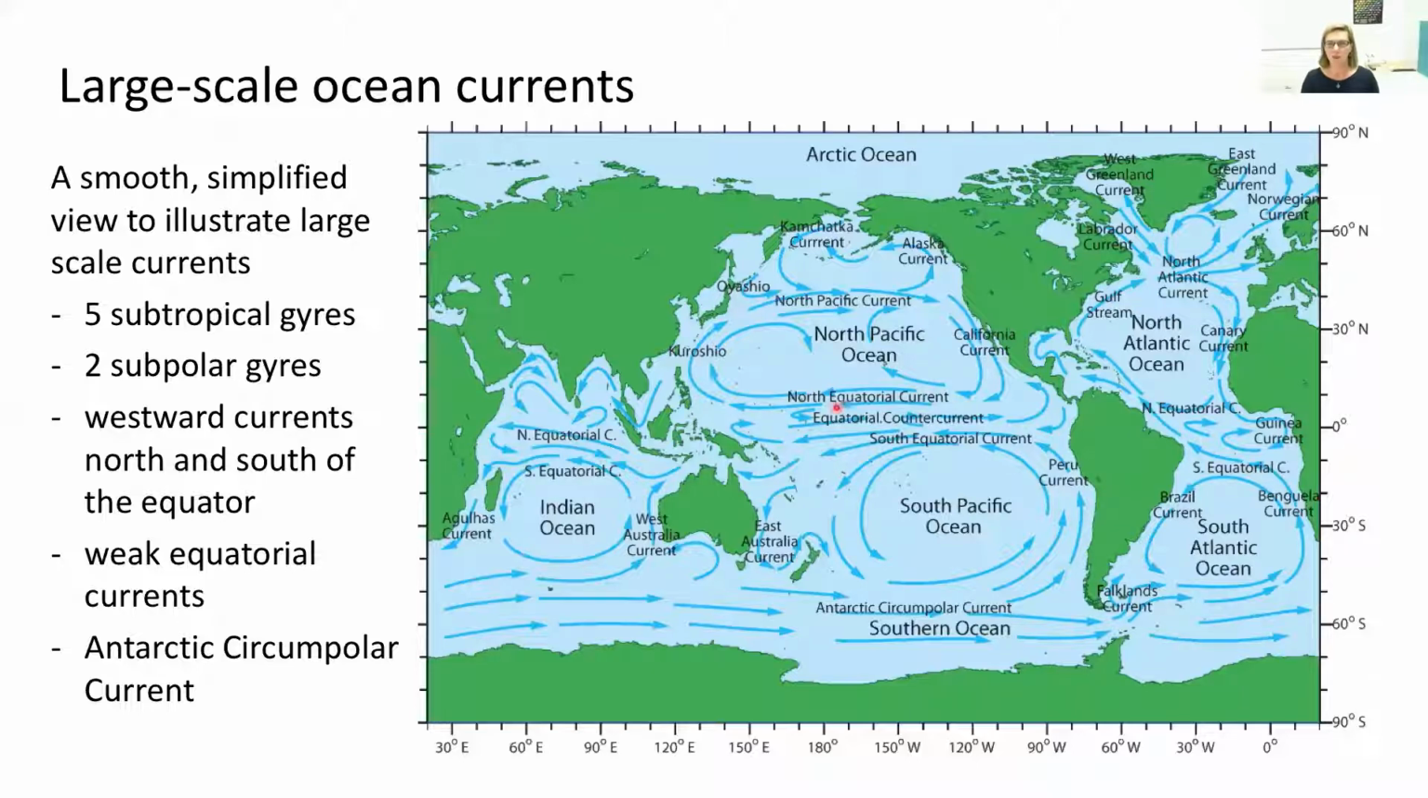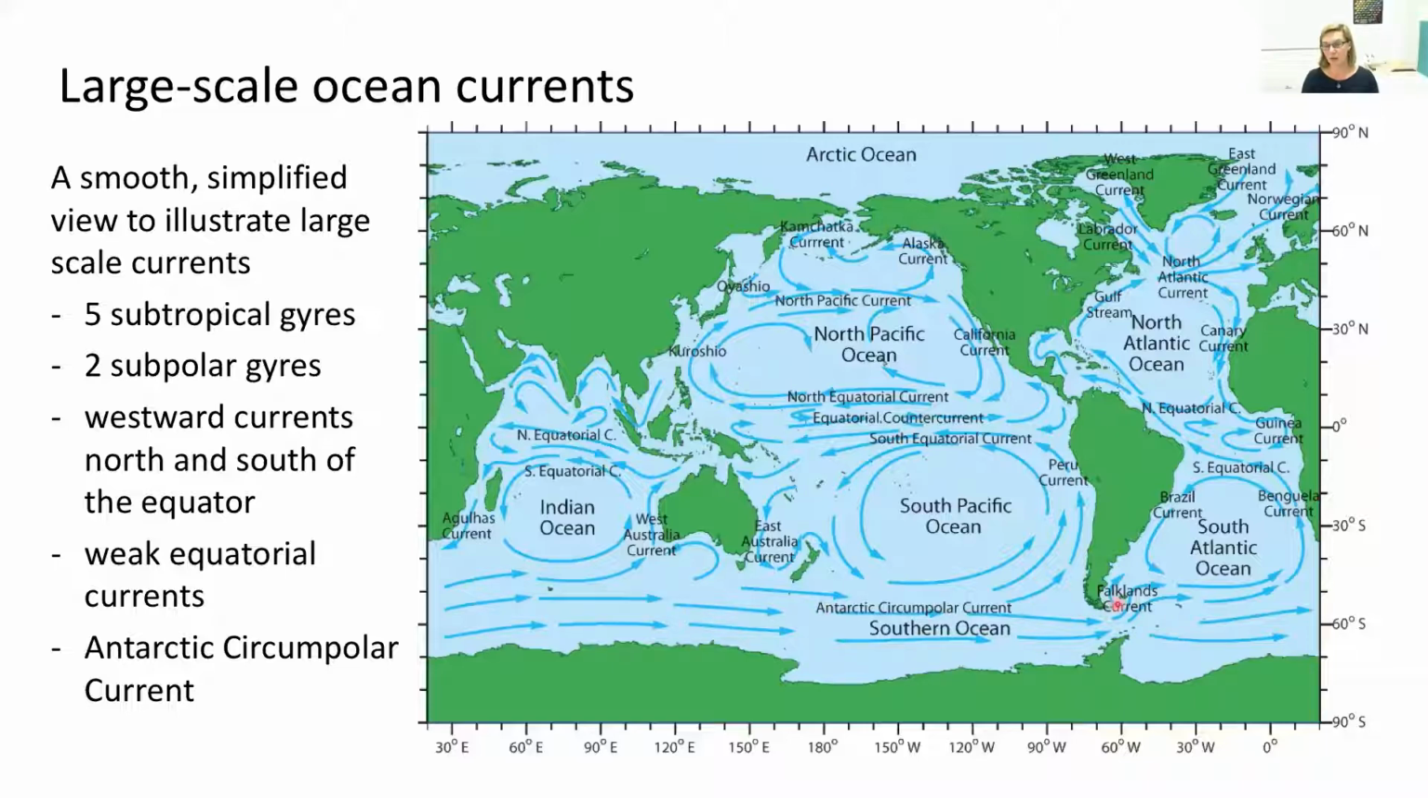And then the subtropical gyres in the northern hemisphere rotate in a clockwise direction. Then we have subpolar gyres in the North Pacific and North Atlantic. There are equatorial currents that are pretty much east-west. And we have the Antarctic circumpolar current.